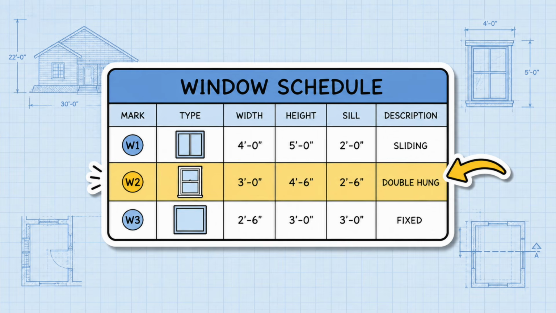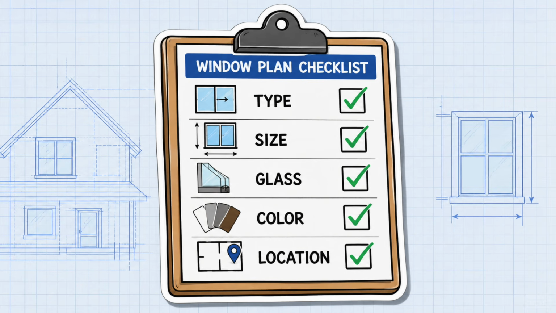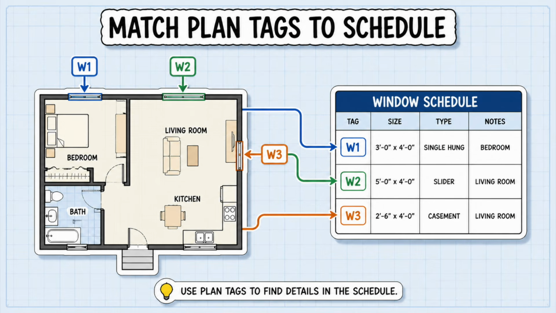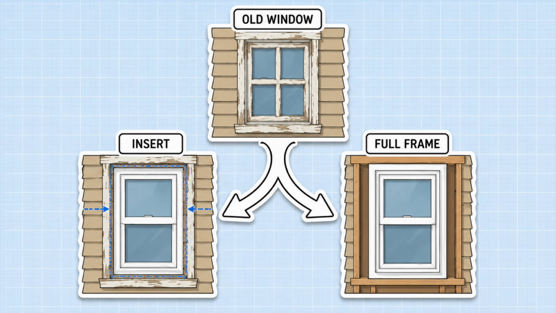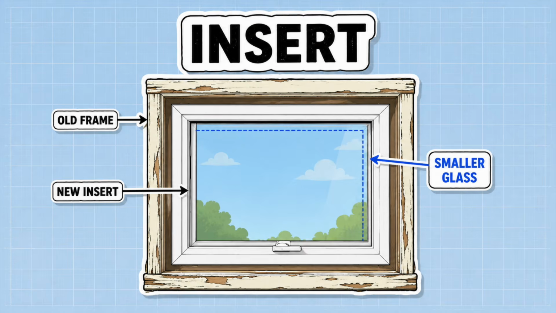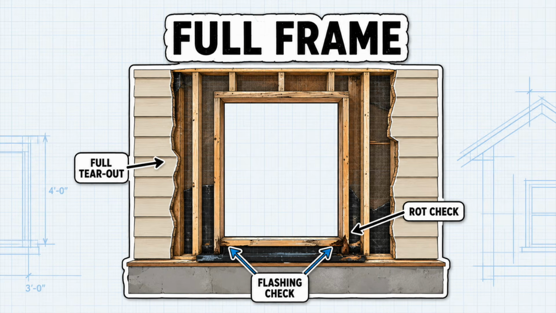For new construction, start with the plan schedule. The schedule should list the window type, rough opening, operation, glass, grill pattern, color, and location. Then match each window tag on the floor plan to the correct item on the schedule. For replacement, start by deciding if you are doing insert replacement or full frame replacement. Insert replacement keeps more of the existing frame, so the glass area may shrink a little. Full frame replacement removes the window down to the rough opening, so you can inspect rot and fix flashing.